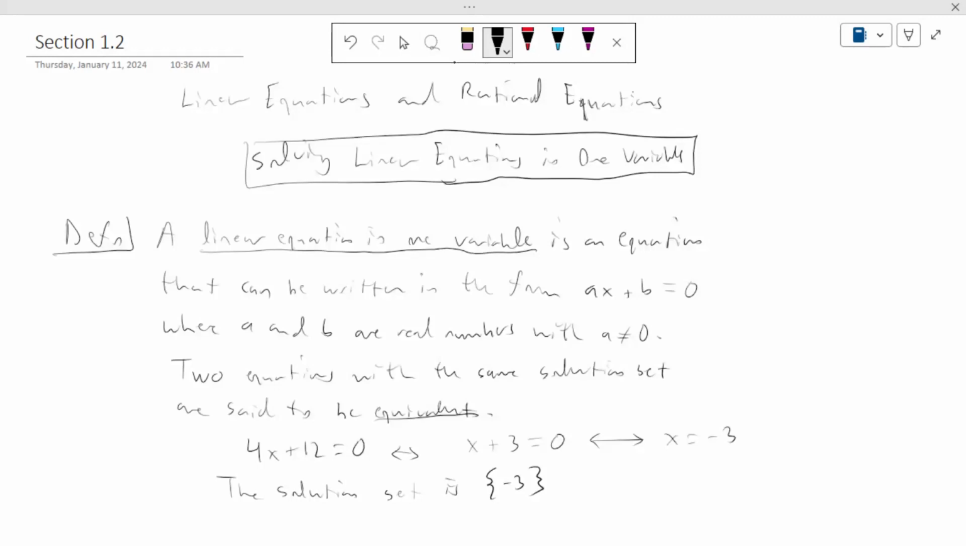So I claim that all three of these have exactly the same solution set, -3. If I plug -3 into this equation, I get 4 times -3 plus 12, which does indeed equal 0. So it's a true statement. If I plug -3 into this equation, -3 plus 3 is equal to 0, which is a true statement. If I plug -3 into this equation, I get -3 equals -3, which is a true statement. So they all have the same solution set. So that's how we're going to solve equations, by writing equivalent equations that are just easier to solve.